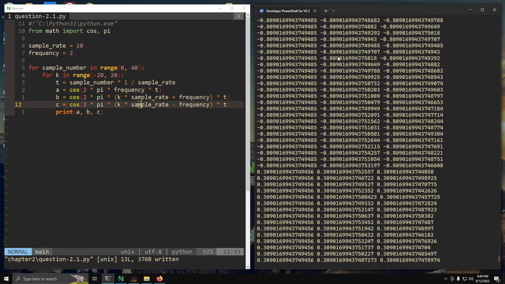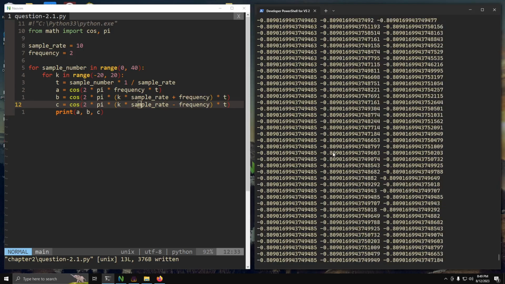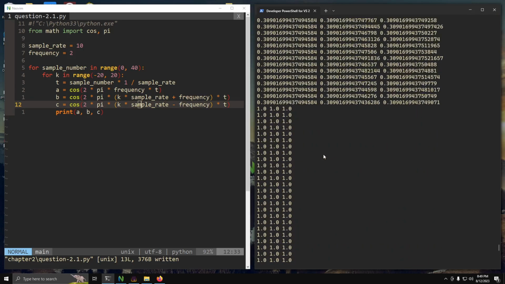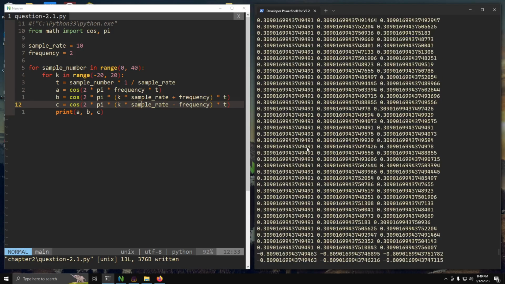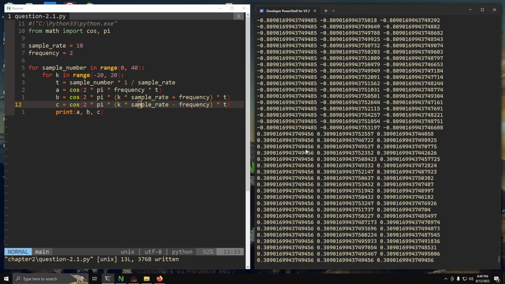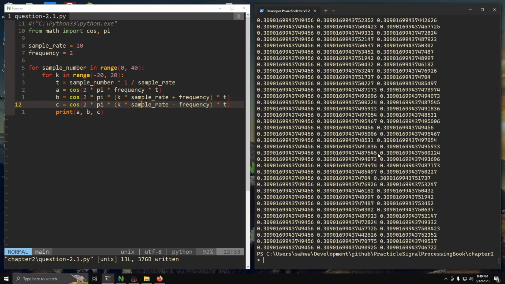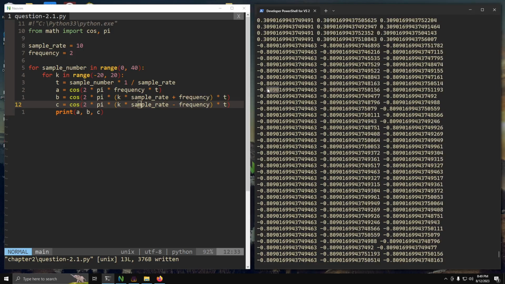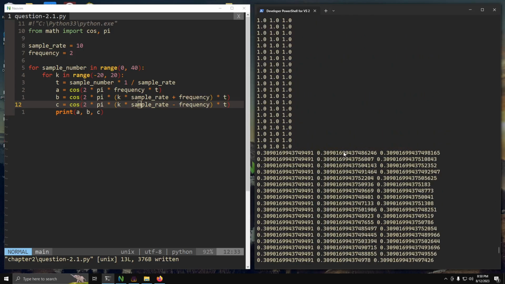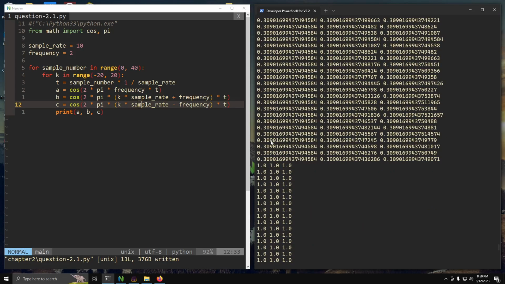So we can see here that they're pretty close for each sample number. Very close. The precision might cause it to be a little off, but all three of these numbers are generally pretty close. These three are the same. It's kind of crazy how that works.